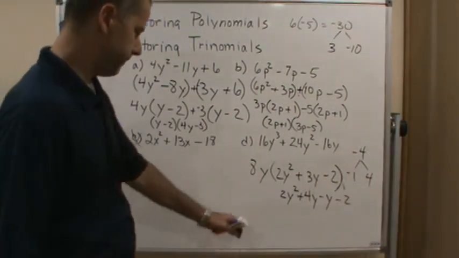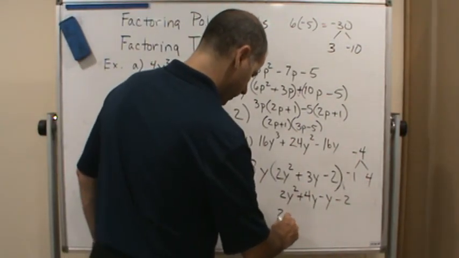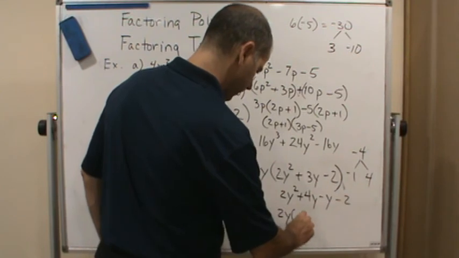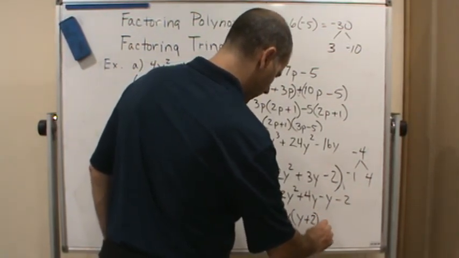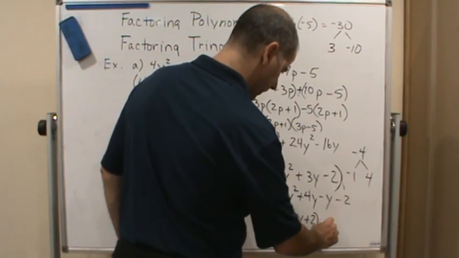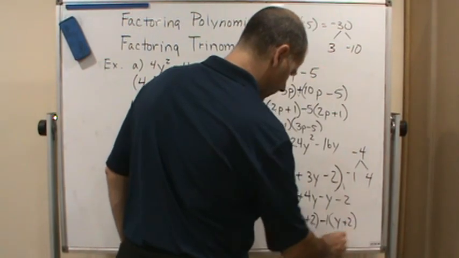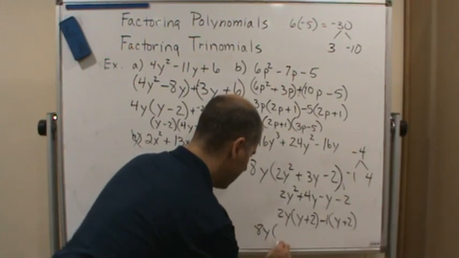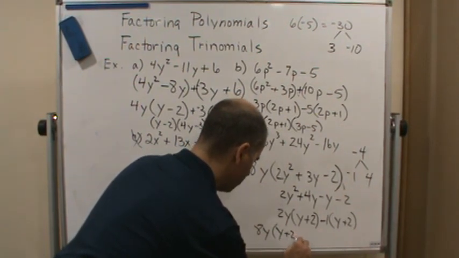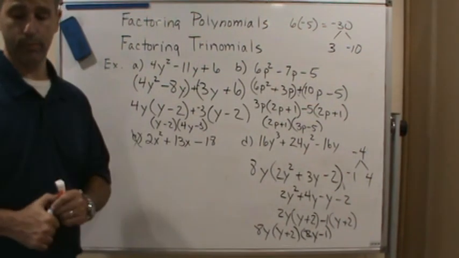And so now I'm going to factor this by grouping. And so what do I get? I get 2y times y plus 2. And then I'm going to factor out a negative 1 here. And that gives me y plus 2. And now my final answer is I'm going to get 8y times y plus 2 times 2y minus 1. And I'm done.